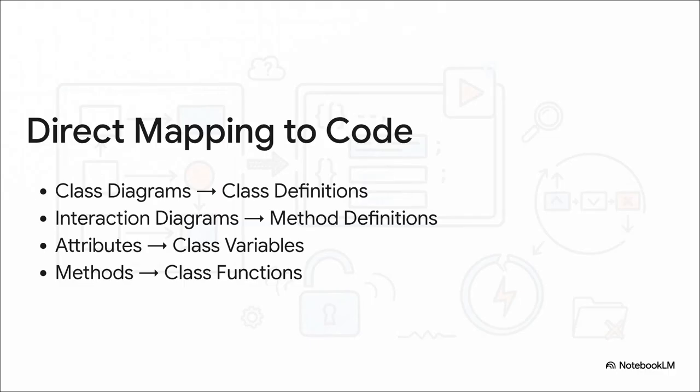And here's the best part, especially if you're using a language like Java. The mapping from your design to your code is surprisingly direct. Your class diagrams, they literally become your class definitions. That's the skeleton of your app. Those interaction diagrams you drew, that's the logic that goes inside your methods, the muscle that actually makes stuff happen. The attributes you listed are now your class variables, and the methods become your functions. It's a really clean one-to-one translation from blueprint to code.